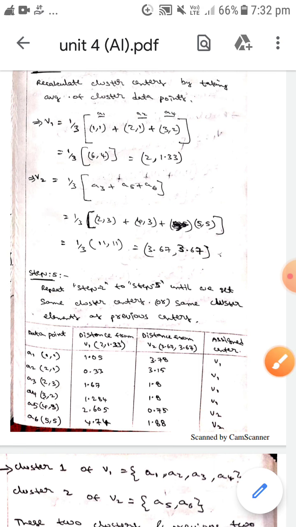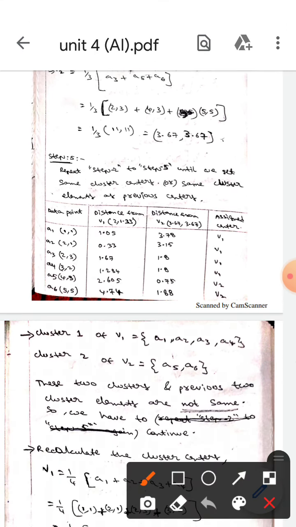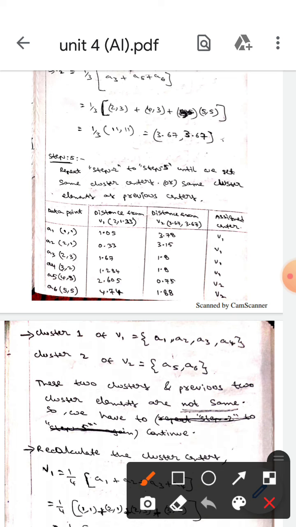Then if you observe here, the cluster of v1 is a1, a2, a3, a4, whereas the cluster of v2 is a5 and a6.